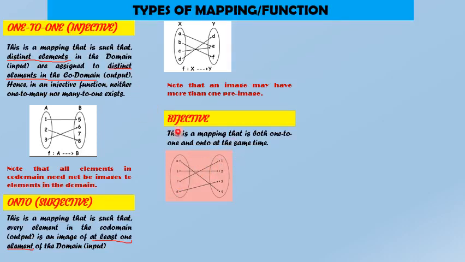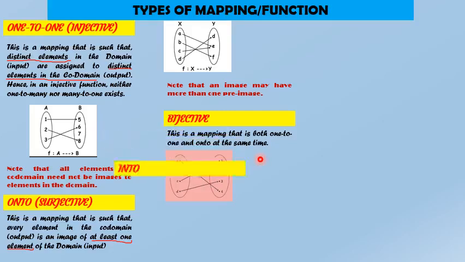Now, what makes it onto? It is onto because all the elements in the codomain have an association with at least one element in the domain. There is no element here in the codomain that is just standing alone without being associated with the domain. That is what makes it onto. So this very mapping is both onto and one-to-one at the same time, so we say it's an example of bijective mapping.